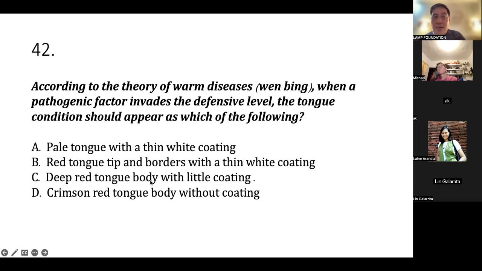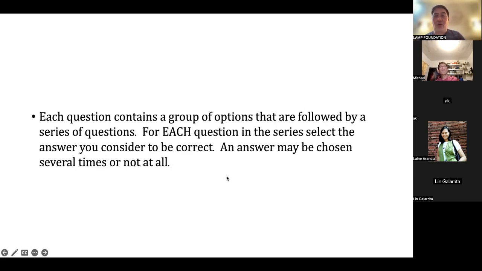So, kailangan ma-catch natin doon pa lang sa defensive. Next, we go to another type. Kayo pa rin, Ma'am Lena. Each question contains a group of, I think you're familiar with this. For each question in the series, select the answer you consider to be correct. Pwede mong gamitin siya once, several times, or not at all.